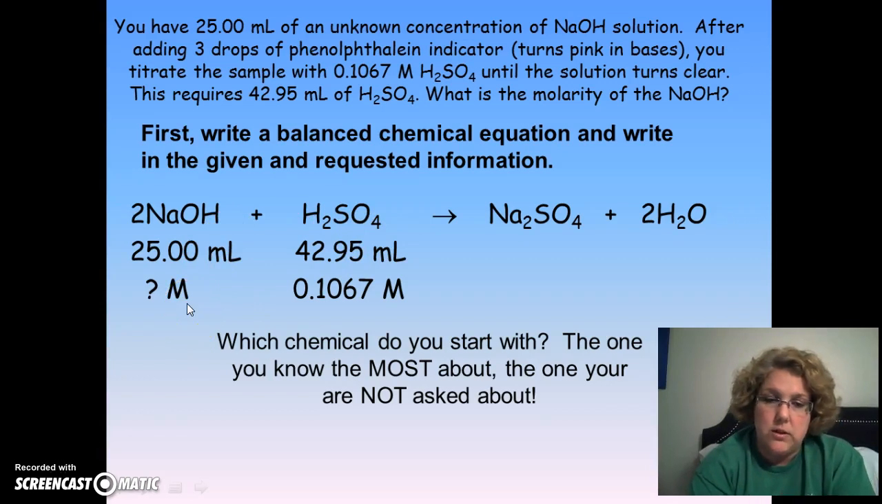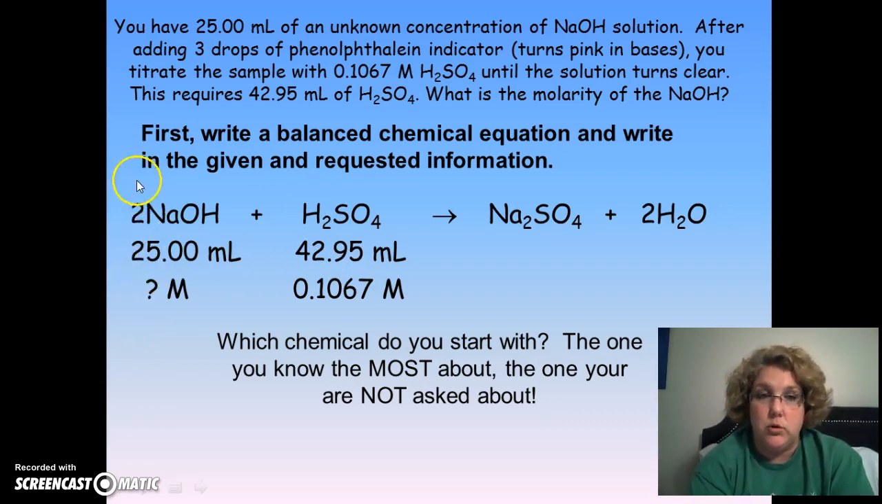Sometimes they try to treat this like a dilution and use M1V1 equals M2V2. But remember, that equation is only for if you're dealing with one chemical, just one, and you're adding water to it, diluting it. But here, we're not diluting the acid or diluting a base, we are mixing them together. We have a chemical equation. So if we tried to use the dilution formula, we wouldn't get the right answer.